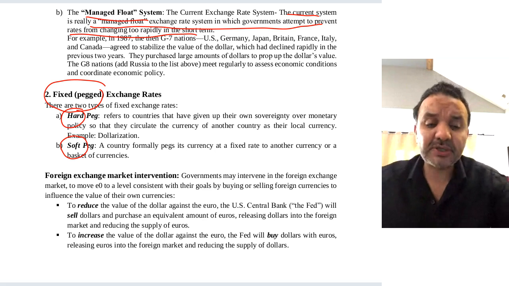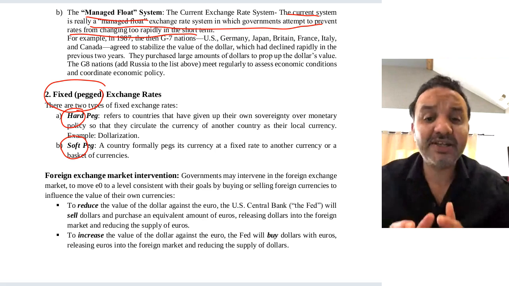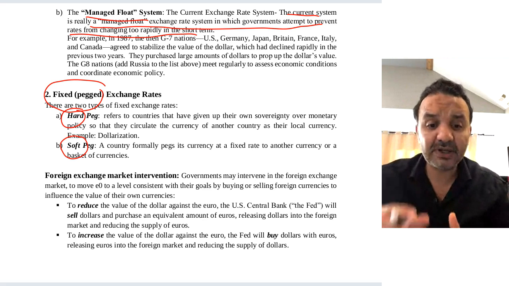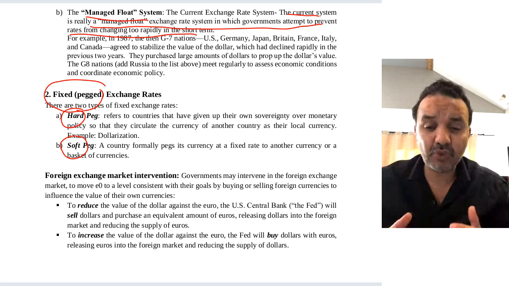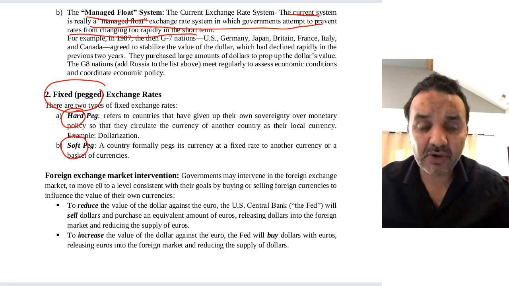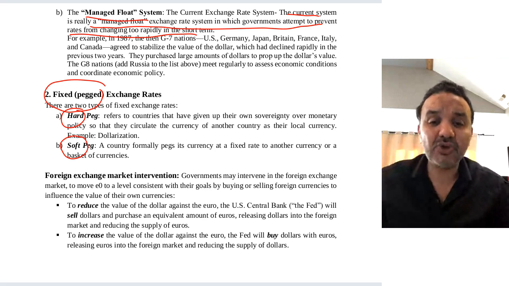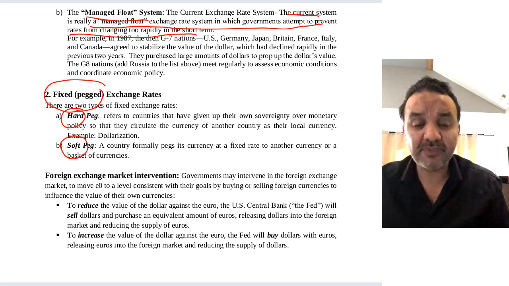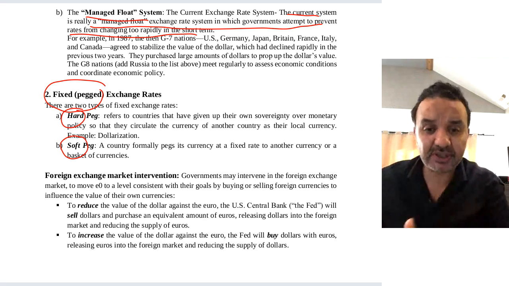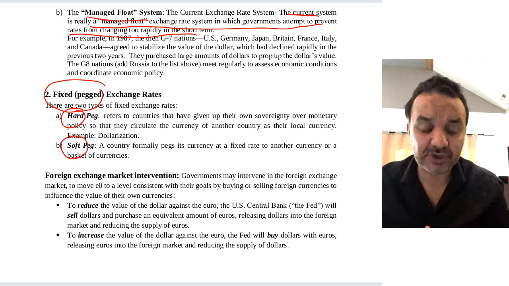Soft peg means each country has its own currency, but the value of the currency doesn't fluctuate, doesn't go up and down based on demand and supply. The value of the currency is pegged to the US dollar. So this means if the US dollar appreciates, this local currency will appreciate, and vice versa.